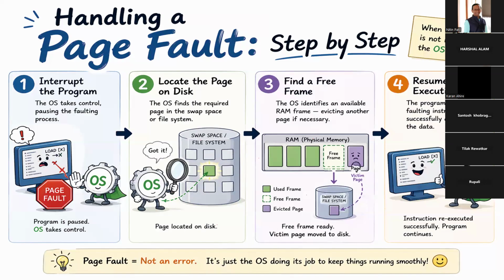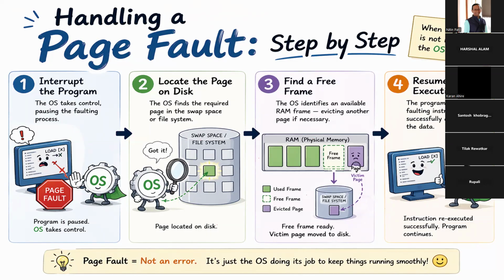The next step is to find a free frame. The operating system needs space in the RAM. It looks for a free frame. If a free frame is available, the page is simply loaded. If RAM is full, the operating system must remove or evict an existing page, and this is done using the page replacement algorithm. So on your desk, suppose your desk is full, the librarian removes a book you are not currently using and replaces it with a new one.